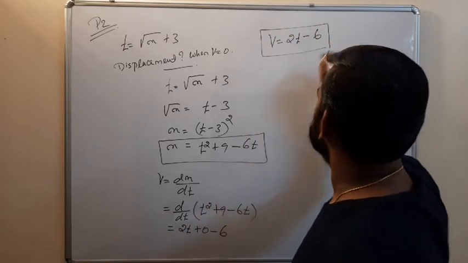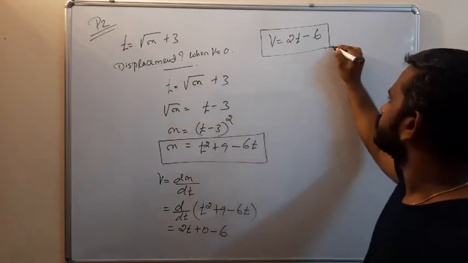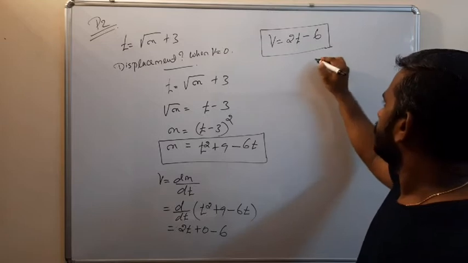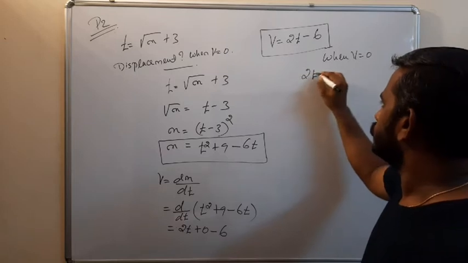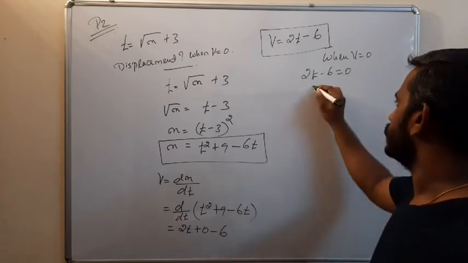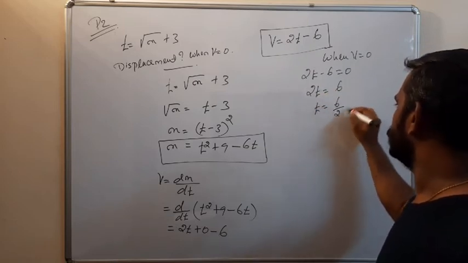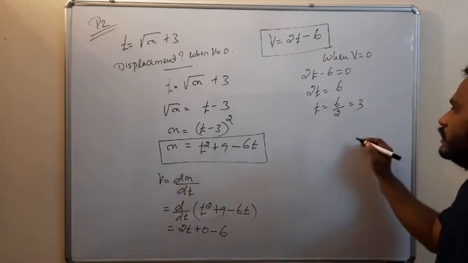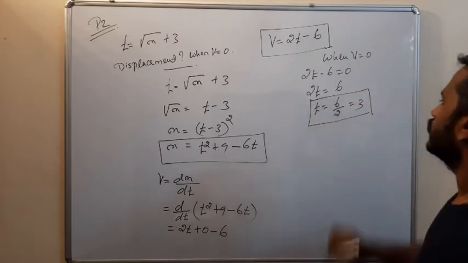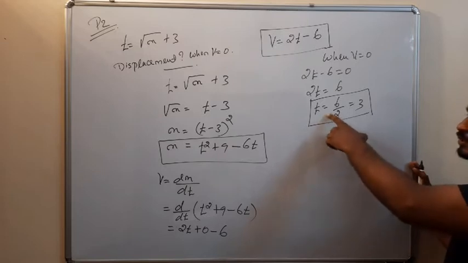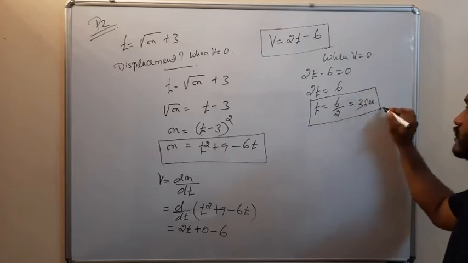So when velocity is equal to 0, that is 2t minus 6 equal to 0. 2t is equal to 6, so t is equal to 6 by 2, that's equal to 3. So when time t is equal to 3 seconds, the velocity becomes 0.